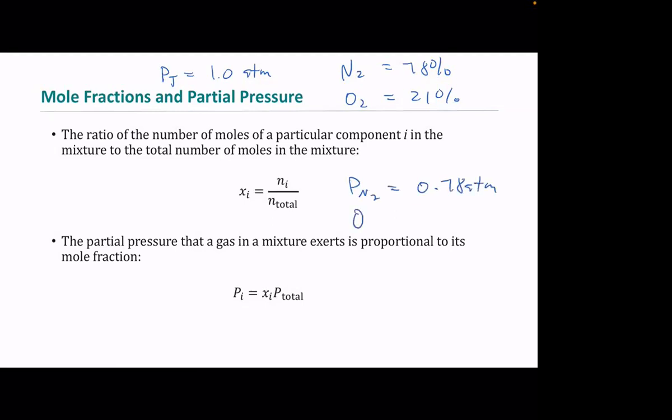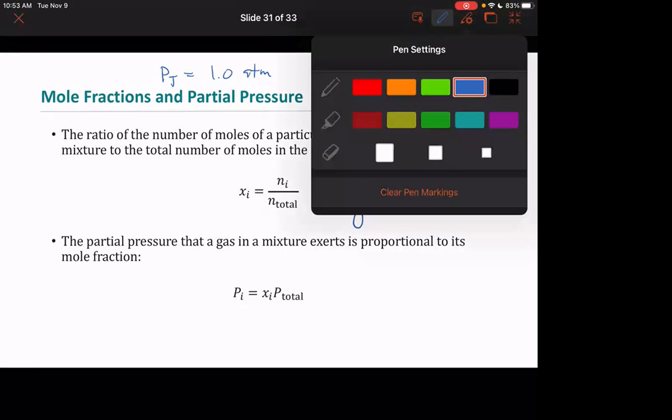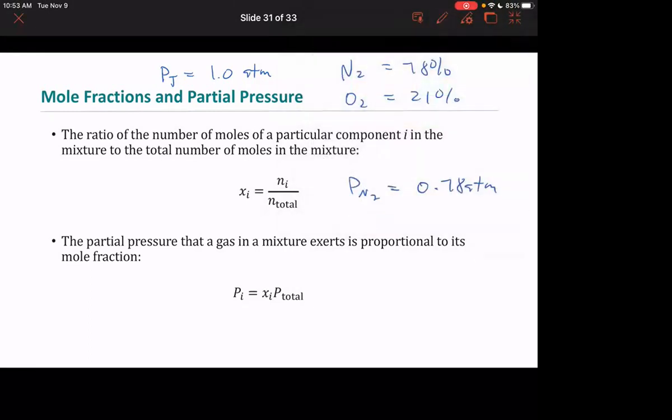And the pressure of oxygen will be 0.21 atmospheres. That's all Dalton's law of partial pressure says. You do it in percentages, mole fractions, but the pressure is directly proportional to the fraction of that gas within the mixture. It's going to be that same fractional portion of that pressure also. That's all it's saying.